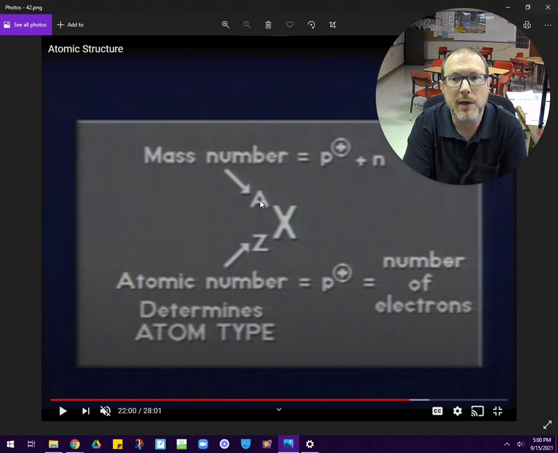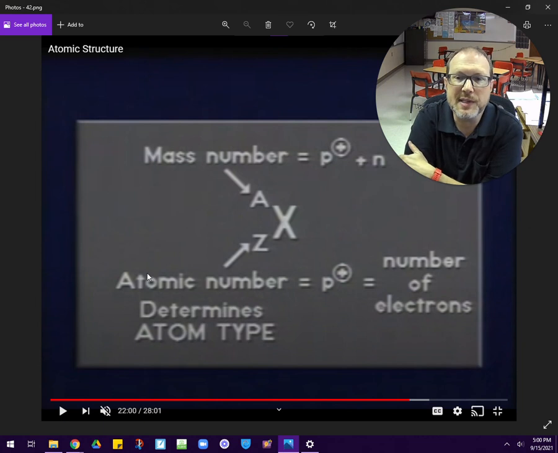There's a number here which is symbolized with the variable A. That's called the mass number. That's equal to the protons plus the neutrons that are in the nucleus of that atom. This number down here, which is symbolized by variable Z, is what's referred to as the atomic number. The atomic number is just the number of protons.